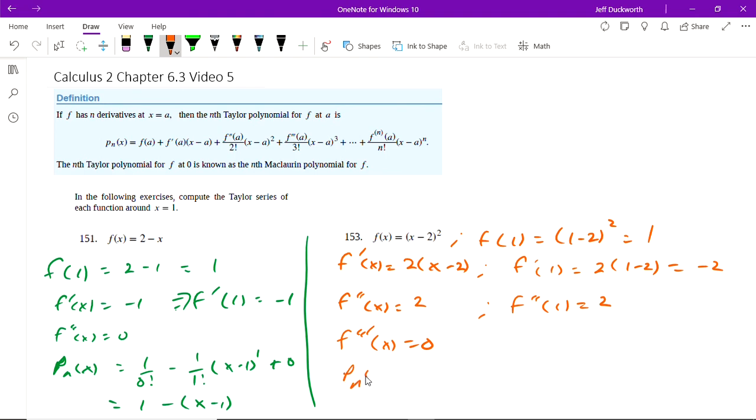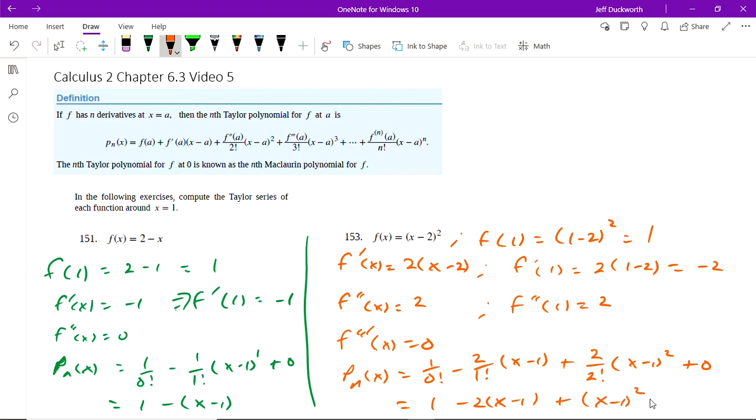So finally, you can write this as 1 over 0 factorial minus 2 over 1 factorial times the quantity, what is it, x minus 1. And then we have a 2, and this is x minus 1 squared. And we're going to add 0 to that. So this is just 1 minus 2 times this quantity plus 1 times this quantity squared. And that's how we solve for these Taylor polynomials.